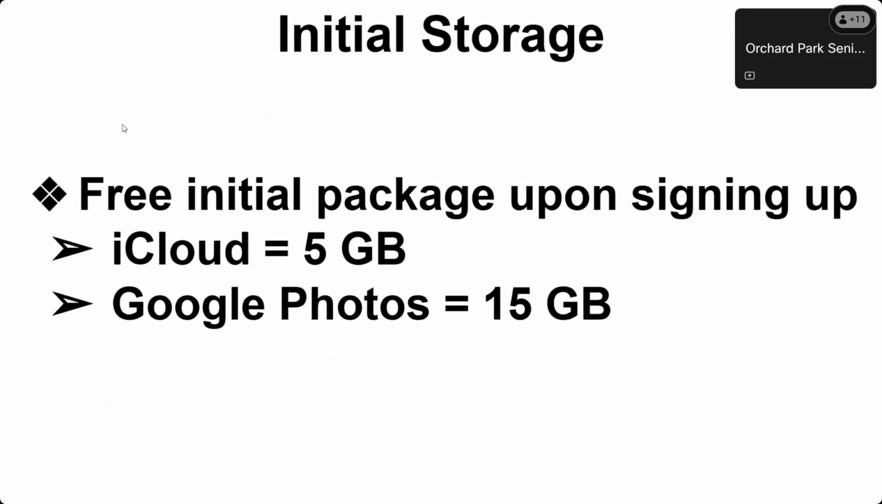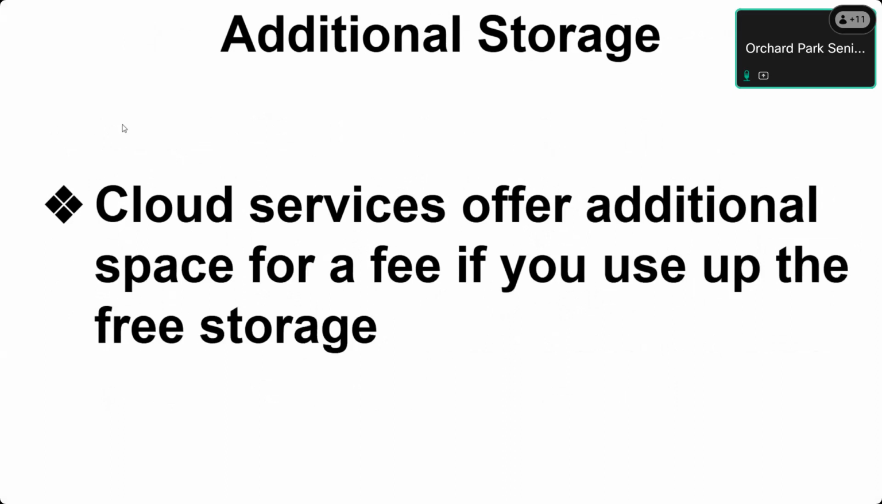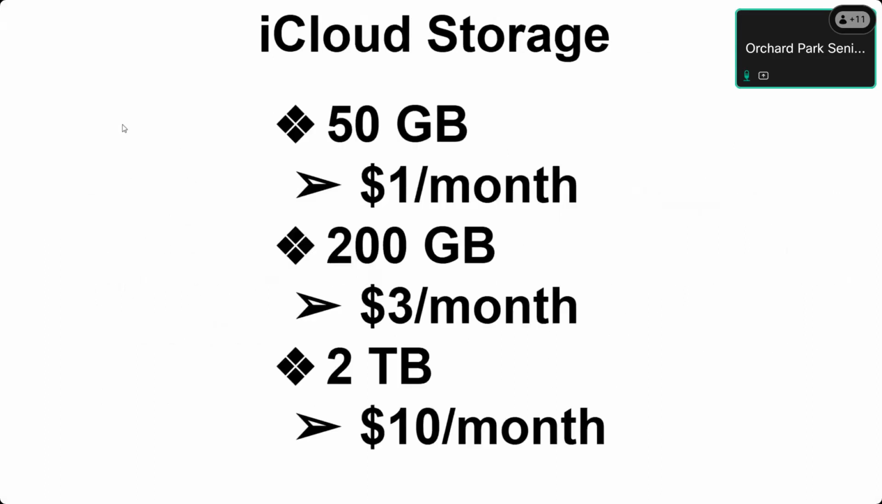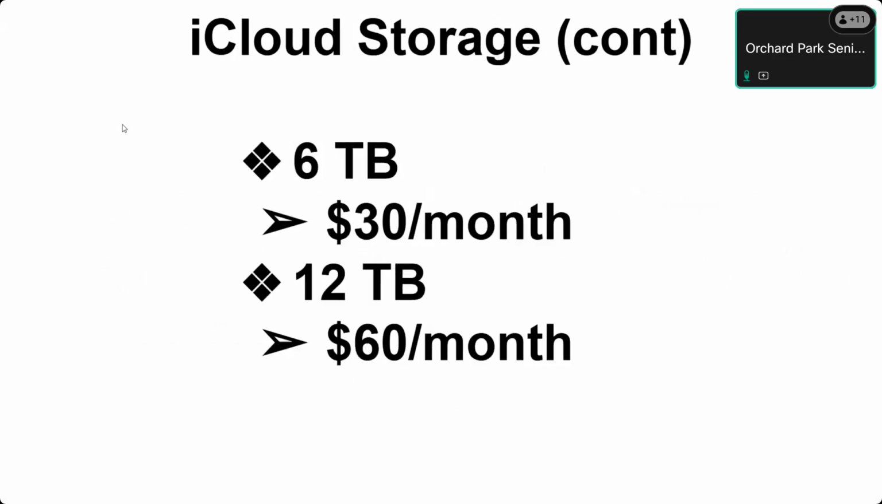Now, the initial free storage that you get with Apple is 5 gigabytes, which in the grand scheme of things is absolutely nothing. Google Photos, you have a bit more. You have 15 gigabytes, but as I explained, it's being cannibalized as well by other services at the same time. So if you do run out of space, they very nicely offer you more. So for Apple, you can pay $1 a month for 50 gigabytes, so that's a pretty big jump. Or you can go to 200 for $3 a month, or 2 terabytes for 10. You can also do 6 terabytes for $30 a month, or 12 terabytes for $60 per month.